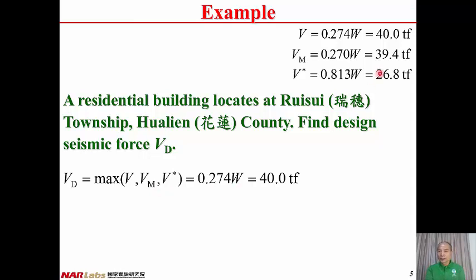And then the maximum one will be the design basis seismic force. Therefore, Vd equal to 0.274 W equal to 40.0 ton force.